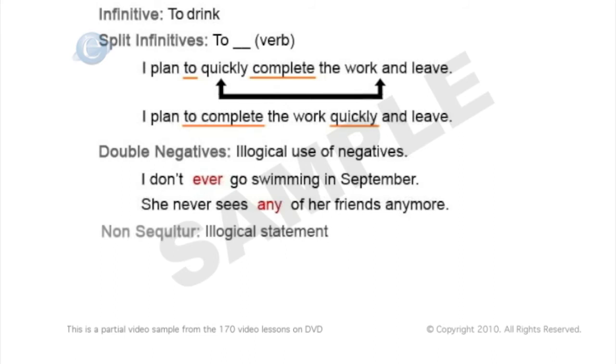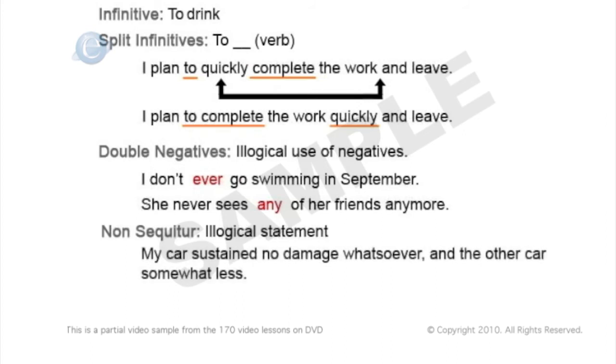Non sequiturs. Non sequitur is a Latin way of saying something doesn't follow what came before. So it's an illogical statement. Something is said and then the next thing just doesn't fit. It doesn't follow in the sequence. And these were taken from police reports. My car sustained no damage whatsoever, and the other car somewhat less. Well, if your car sustained no damage, you can't have somewhat less than no.